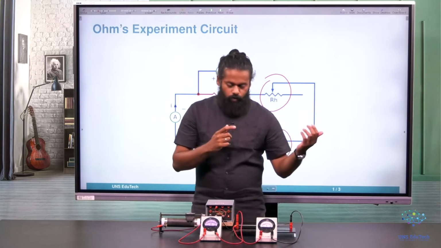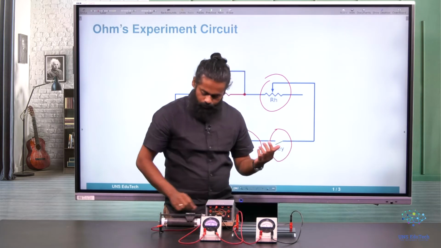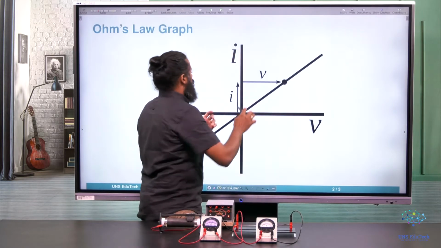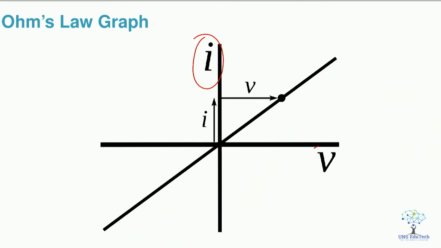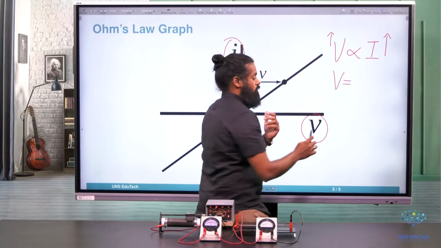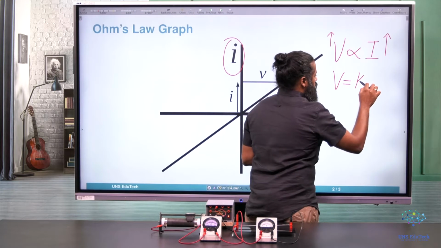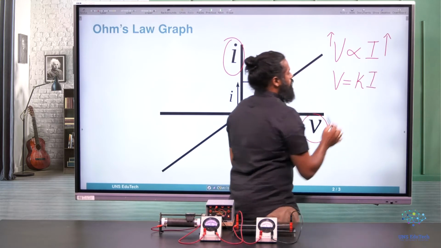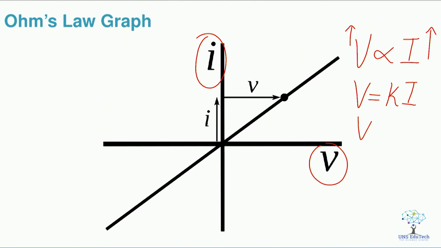Now let us go to the mathematical aspects of Ohm's law. If you make a graph of current versus voltage, it will be a linear relationship, because we saw that voltage is proportional to current. If you increase current in the circuit, voltage increases as well. To make an equality, we can write voltage is equal to a constant times current, or V = R × I.